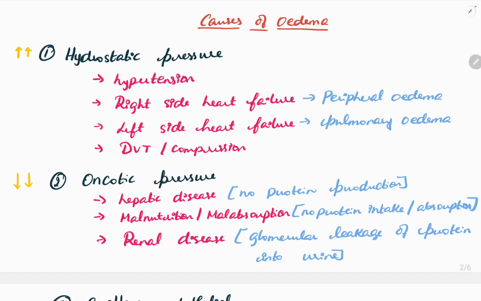So what are these causes? Hepatic disease. These hepatic diseases will lead to nil protein production or very little protein production. That will lead to a decrease in oncotic pressure. Coming to malnutrition or malabsorption, if there is no intake of protein and there is no proper absorption of protein, that is going to lead to a decrease in oncotic pressure. Same goes with renal diseases. Renal diseases, what will happen? There is going to be a leak in protein. If there's some kind of renal disease, it's going to result in leak of protein in the urine. So that is also going to cause deficient protein, leading to decrease in oncotic pressure.